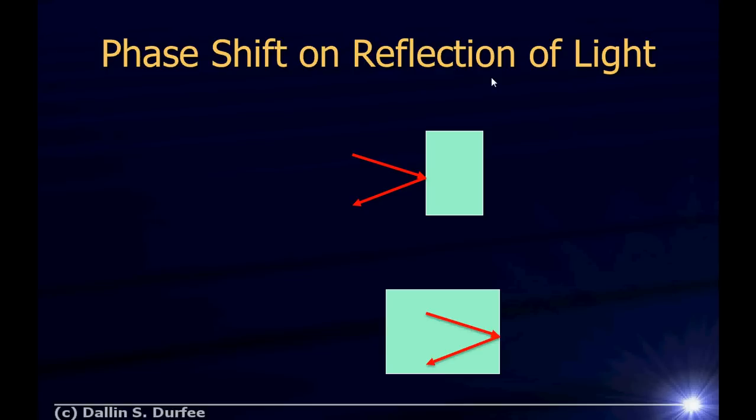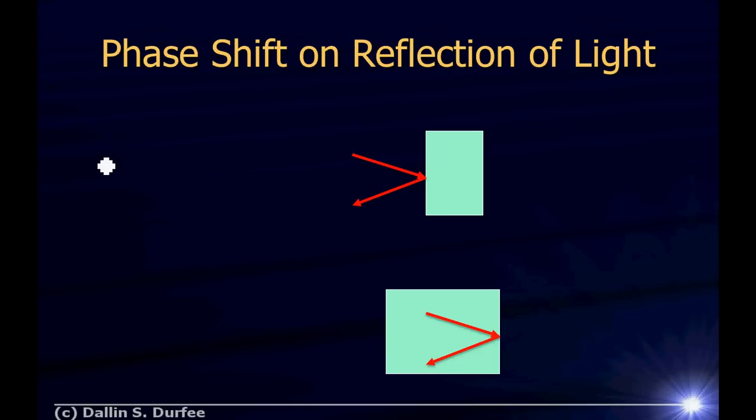Imagine you have some light that's striking a window or the surface of a lake. You know that some of that light transmits into the medium, but some of it reflects. Well, what happens to it when it reflects? It turns out the light can get a phase shift when it reflects. Why would that happen? Alright, so consider this, if you will.